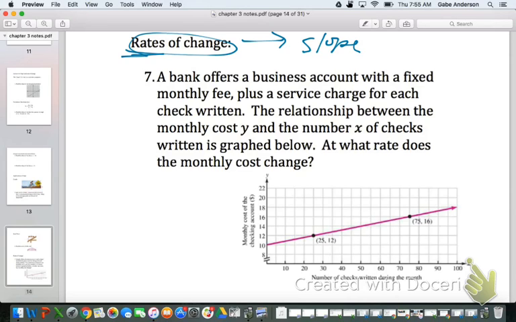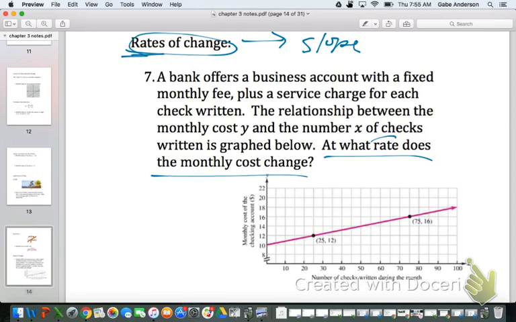So, there's a lot of information given here about what is X, what is Y, and somebody's got a bank account, and on and on and on. But you look at the last sentence. Doesn't the last sentence tell you what you're supposed to do? Yes. At what rate does the monthly cost change? What is a key word that you see in that final sentence that maybe gives us a hint about what we're looking for? Rate. The word rate.